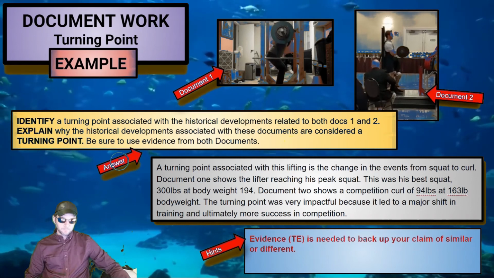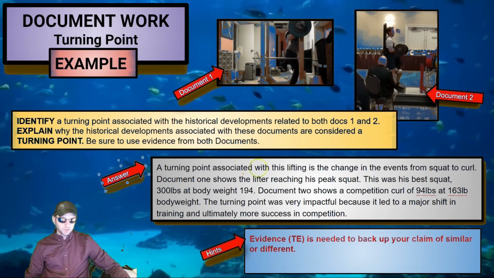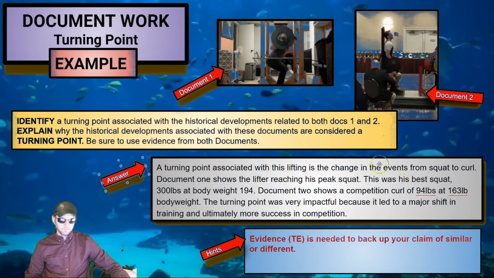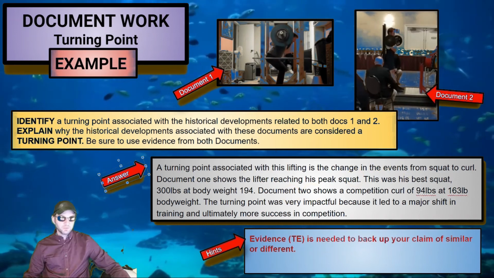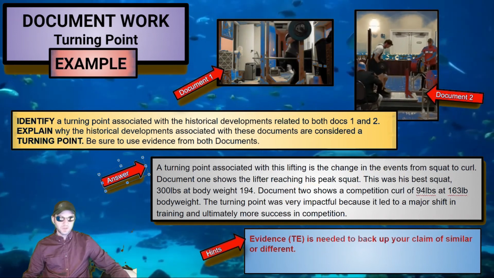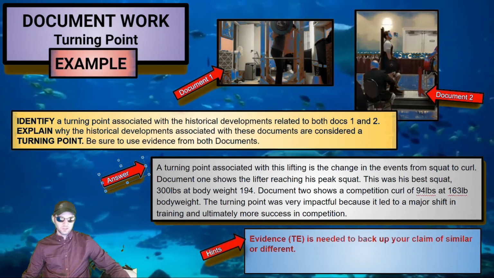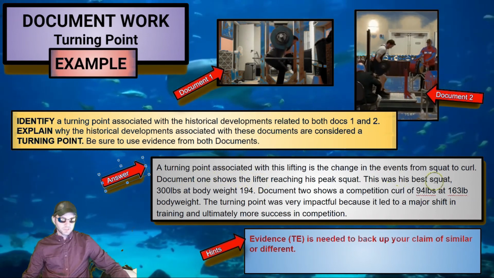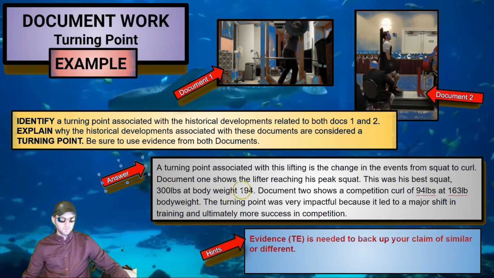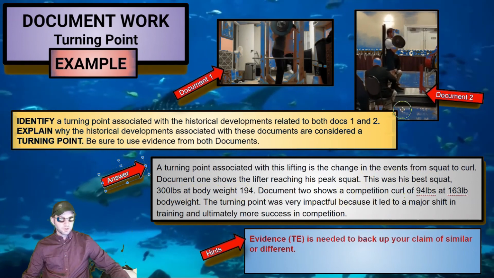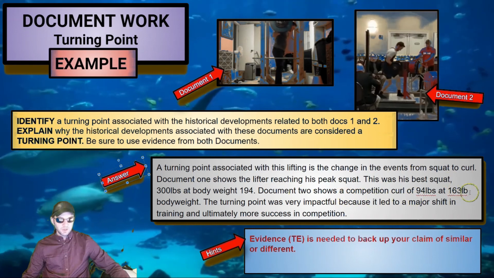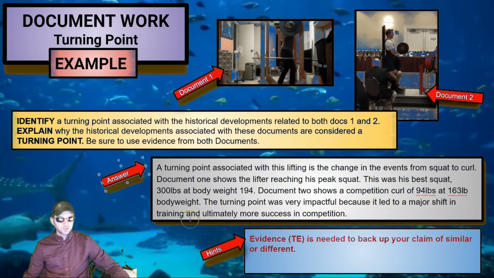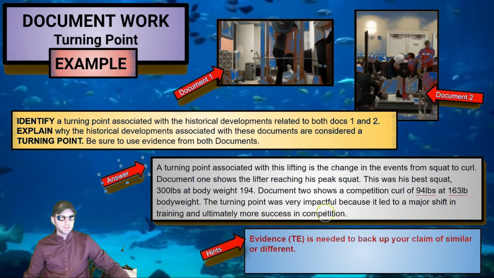So step 1, identify the turning point. A turning point associated with this lifting is the change in events from the squat to the curl. That's my turning point. Now I have to explain why it's impactful, why it's a big deal, what it really means to the history. Document 1 shows a lifter reaching his peak squat. This was his best squat, 300 pounds, at a body weight of 194. Document 2 shows a competition curl of 94 pounds at 163 pound body weight. The turning point was very impactful because it led to a major shift in training and ultimately more success in competition.